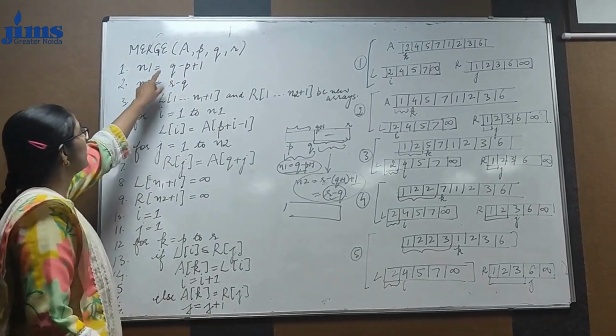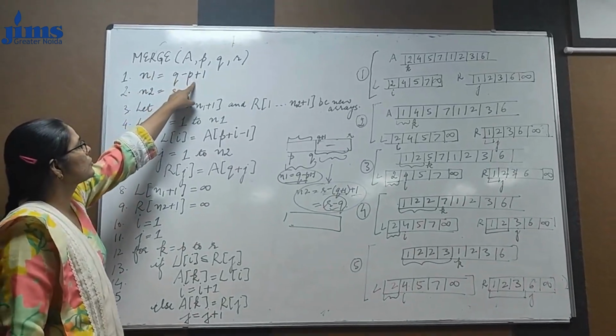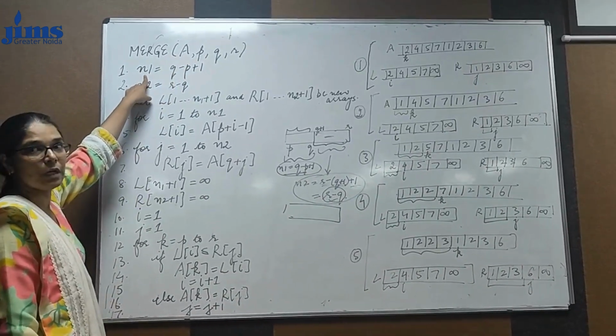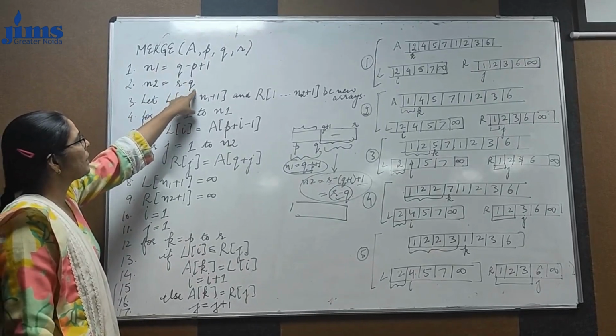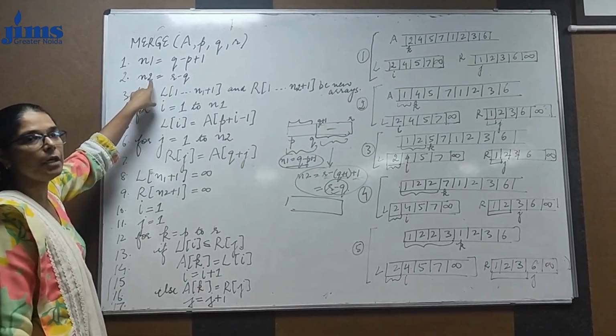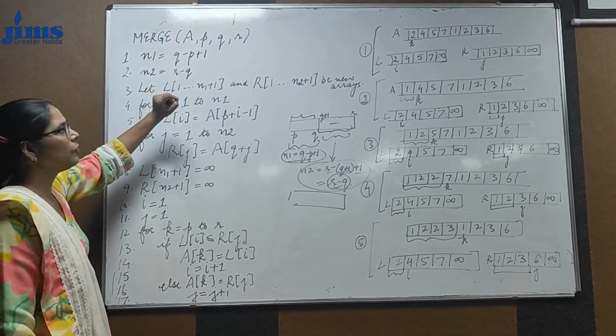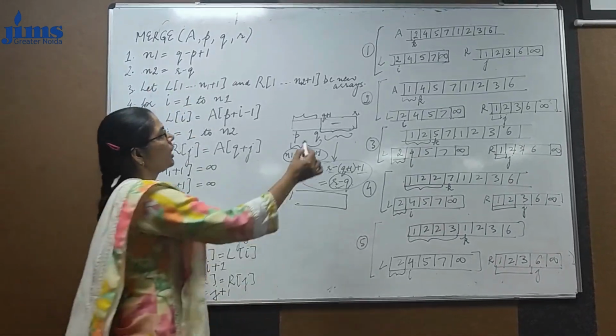So what we are doing, we have saved the number of values in the left part into the variable named N1, and the number of values in the second part, R, into the variable named N2. Now what will we be doing? We shall be copying.